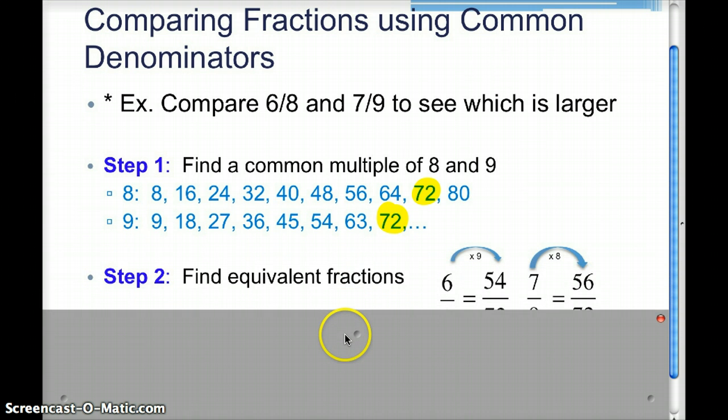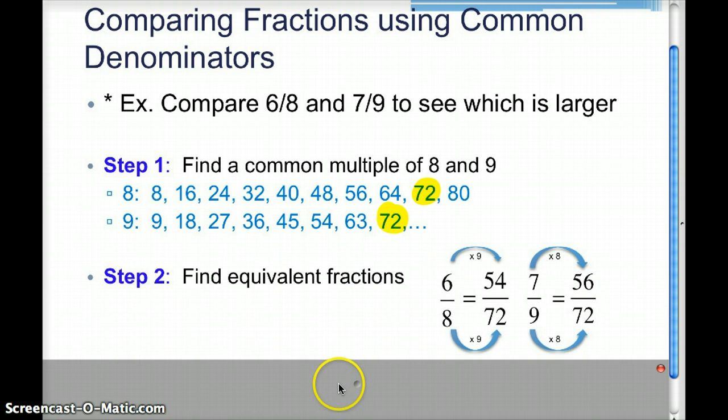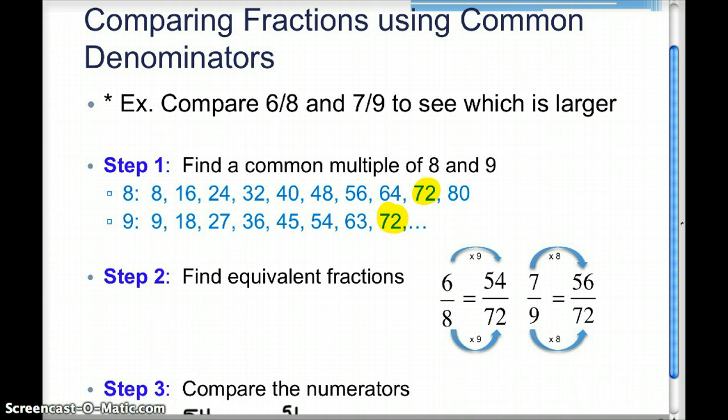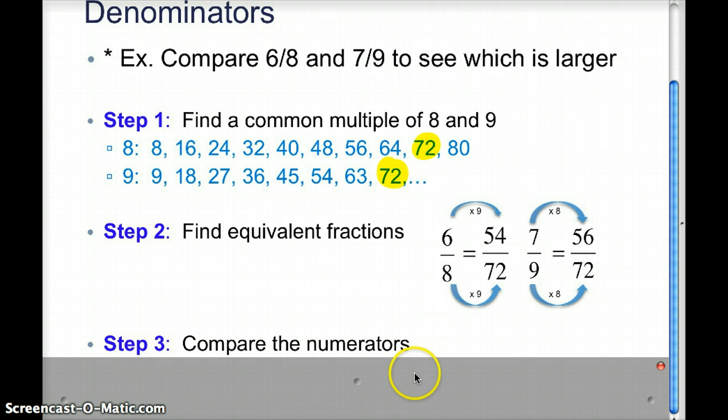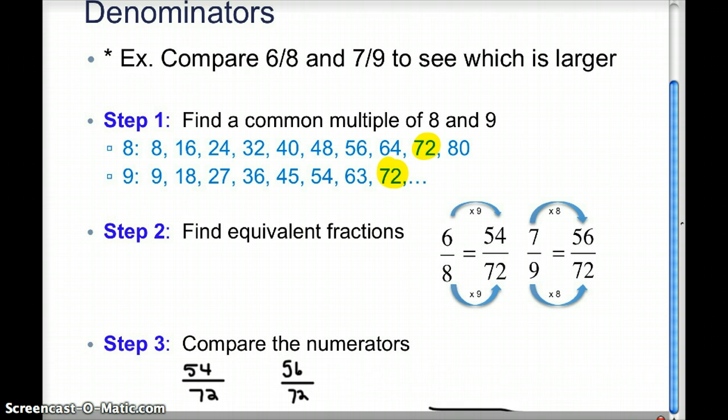Now we're going to use that to find equivalent fractions. Look at the diagram I have on the right here. That's illustrating finding equivalent fractions for each one of the fractions given. So an equivalent fraction to 6/8 would be 54/72. An equivalent fraction to 7/9 would be 56/72. The last thing we need to do is compare the numerators. Since we are working in the same fractional pieces, we're working in 72nds, all we have to do is look at the numerators and compare.